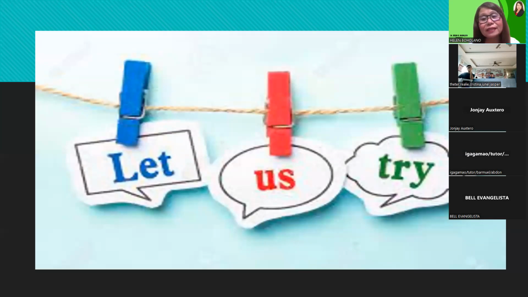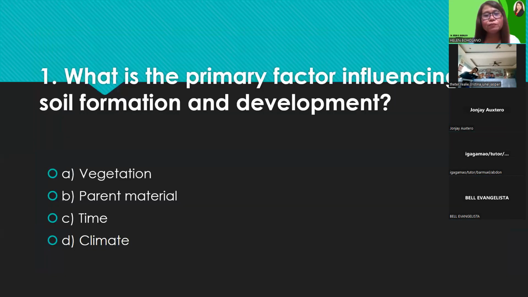Okay, now let us try. Every question has a corresponding correct answer. So I'll be reading the question and the options, and then you will type. If you are sharing gadgets, you type the number and write your name and the answer. These are based on our previous discussion. Later on, we'll have sharing of ideas after the second topic.